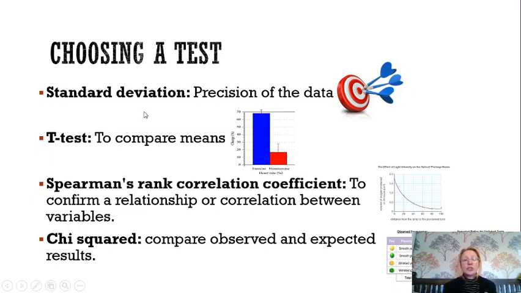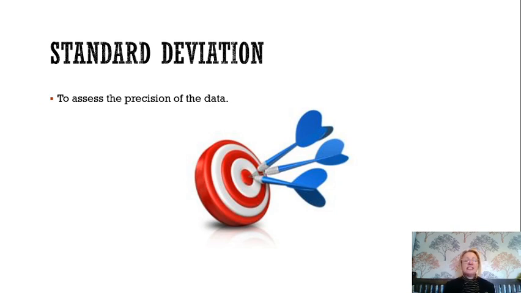A t-test then is used to compare means, and we'll have a look at that in another video. And in another video following on from that then, we'll have a look at Spearman's rank correlation coefficient. That is used to confirm a relationship or a correlation between variables, but we'll talk about that in a different video. We've got chi-squared as well. So chi-squared is used to compare observed and expected results. So for that you need some kind of strong theory so you can try and figure out what the expected results are going to be. But today's lesson is all about standard deviation.